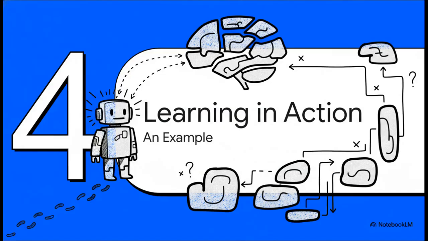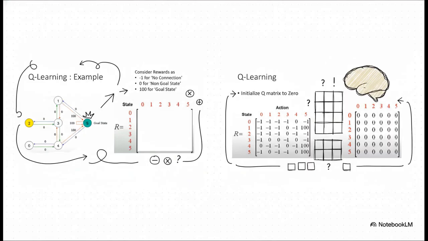Okay, that is enough theory for now. Let's actually watch this stuff in action. We're going to see an agent take its very first steps and build its brain completely from scratch. So here's our setup. On the left, that's the agent's entire world. It's a simple map with 6 spots, or states, and the big prize is at state 5.